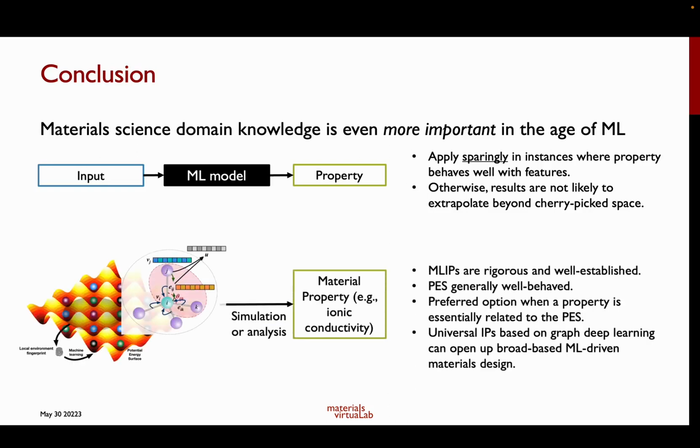The second type of machine learning application is basically machine learning interatomic potentials. They are very rigorous and well established by now, okay? So people have already worked on it for 10 years or more. The potential energy surface is actually very well behaved with changes in positions of atoms or the chemistry. It should be the preferred option when your property is actually some function of your potential energy surface, okay? So if you can derive your property from thermodynamic relations with the energy, or you can simulate it directly from dynamic simulations with the MD, you should prefer that approach rather than trying to predict the end property directly from your input, okay? And finally, today we are even able to build potentials that cover basically the entire periodic table.